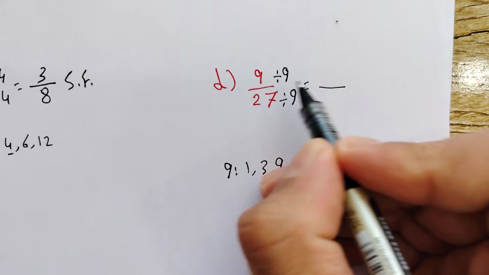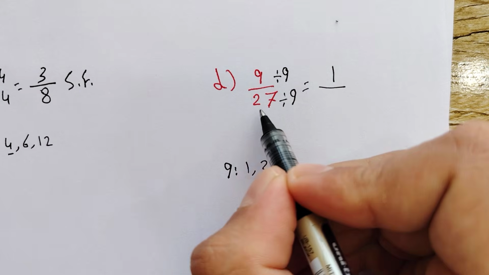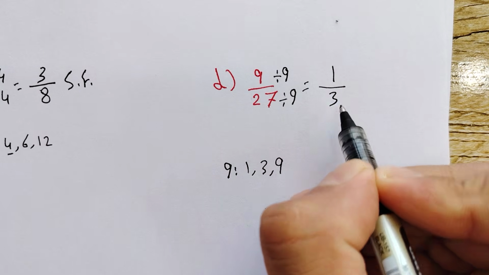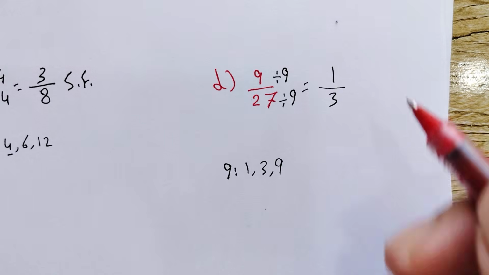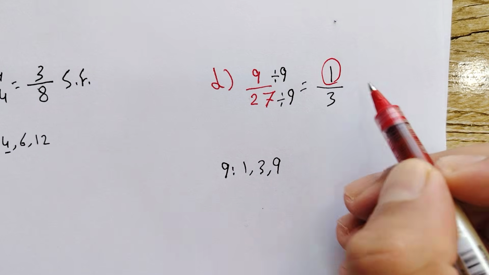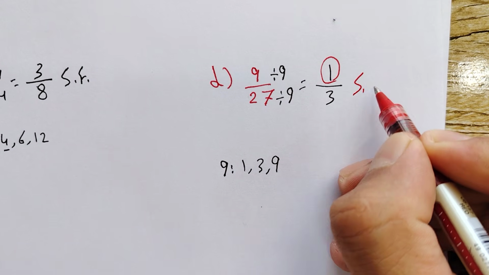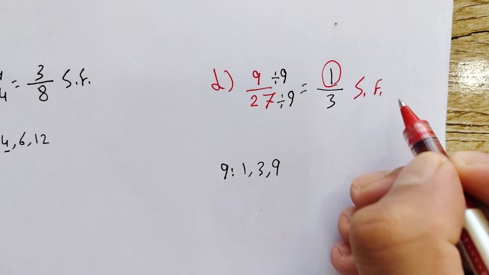Now it will be 9 divided by 9, 1. 27 divided by 9 will be 3. And remember, whenever you see 1 in the numerator, this fraction is already in the simplest form.